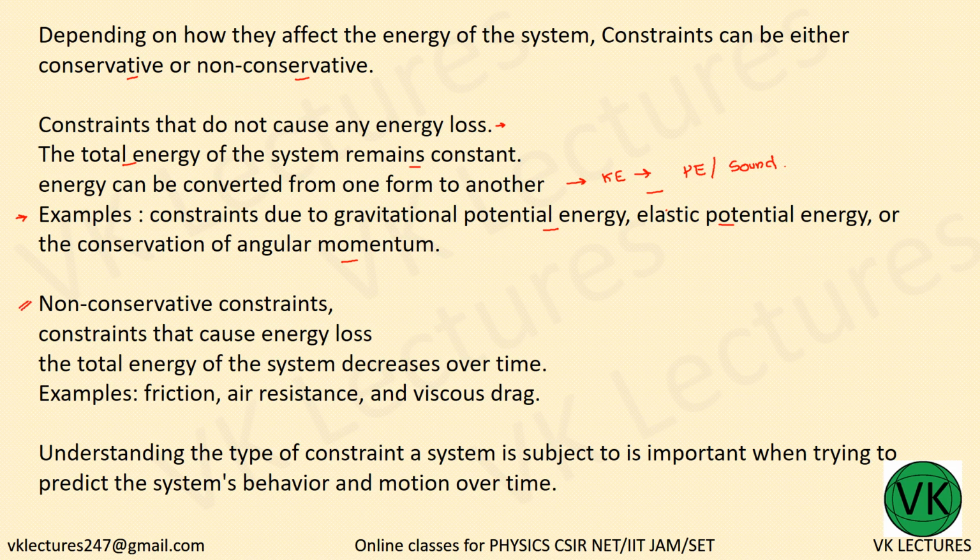Coming to the non-conservative constraints, non-conservative constraints lead to loss of energy. The total energy of the system decreases over time. Good examples are friction, air resistance, and viscous drag force. Now, why do we need to understand these constraints? It is because understanding the constraints of a system is helpful in understanding or predicting the system's behavior or motion over time.